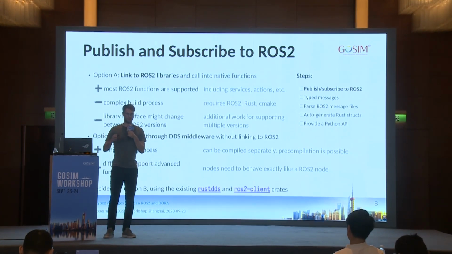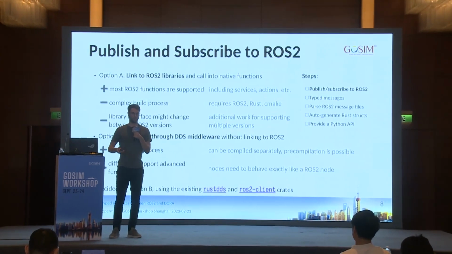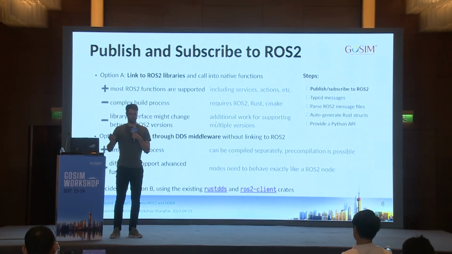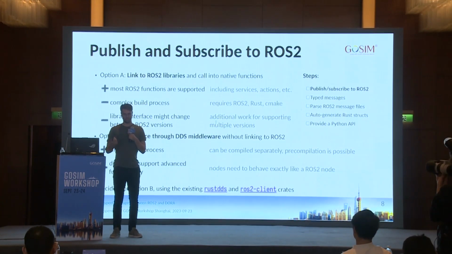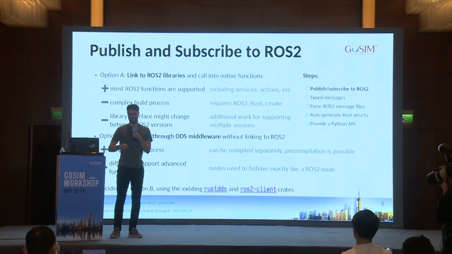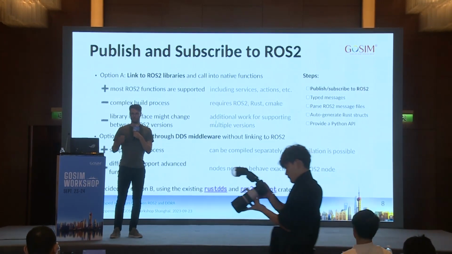So instead, we went with option B, and the idea is that we interact with Rust 2 nodes at the DDS level. So we interact at the middleware level and keep the two components completely separate. So we compile Rust 2 as usual, we don't modify anything there, and we also compile our DORA code separately using Cargo, for example. And then we use the network interface to basically act as if we're a Rust 2 node. And this way, the build process is much simpler, and most importantly, we can also pre-compile parts of it, which will become important for the Python API in the future, because Python often ships pre-compiled binaries through package managers.